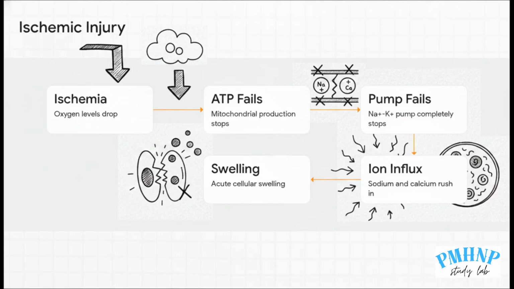Let's break down the single most common cause of cellular injury: hypoxia due to ischemia. You need to memorize this exact sequence. First, oxygen drops. Without oxygen, the mitochondria's ATP production just completely tanks. Without ATP, the energy-dependent sodium-potassium pump on the cell membrane completely fails. This allows sodium and calcium to absolutely flood into the cell. And since water always follows sodium, you get acute, massive cellular swelling.